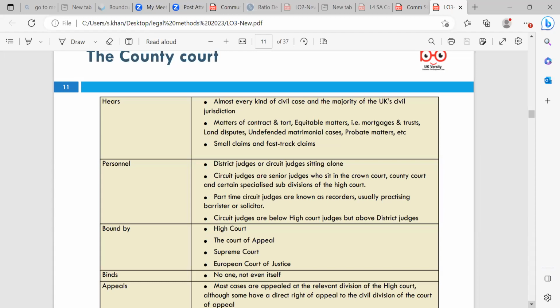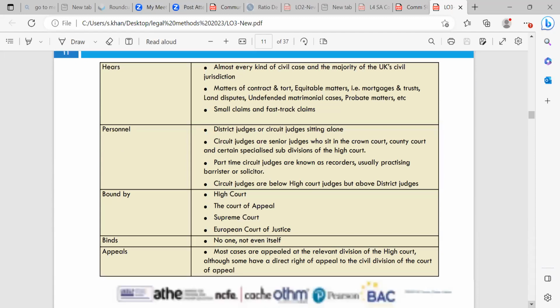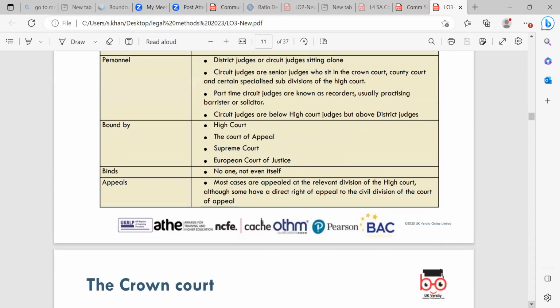usually practicing barristers or solicitors. Circuit judges are below High Court judges but above district judges, and they are bound by the High Court, the Court of Appeal, Supreme Court, and the European Court of Justice. And it binds no one, not even itself. So, for appeals, most cases are appealed to the relevant division of the High Court, although some have a direct right of appeal to the civil division of the Court of Appeal.